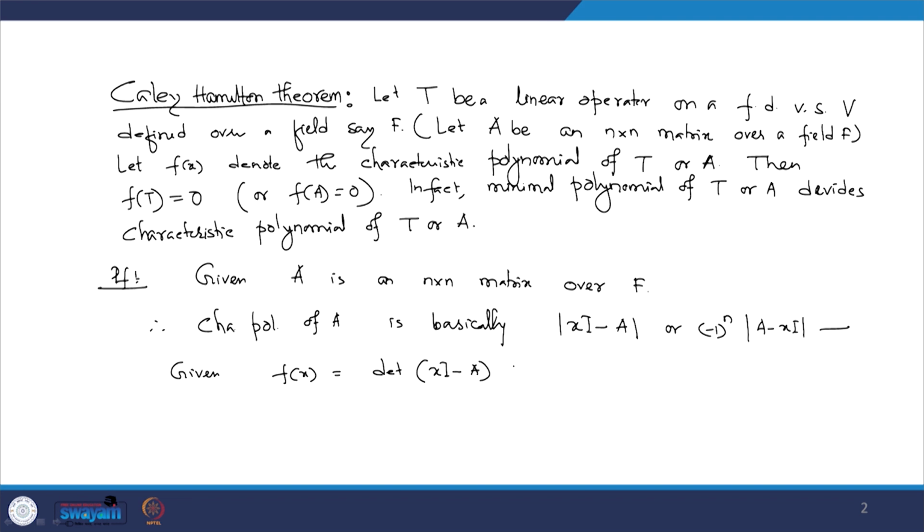Since the characteristic polynomial for the matrix A, where A is an n cross n matrix, will be a polynomial in x of degree at most n, let f of x be equal to a naught plus a 1 x plus a 2 x squared plus up to a n minus 1 x to the power n minus 1 plus x to the power n, because it is a monic polynomial. So, the coefficient of the highest power must be equal to 1.